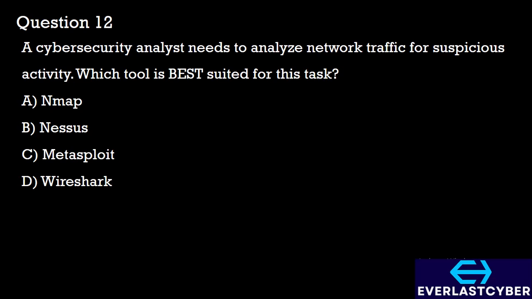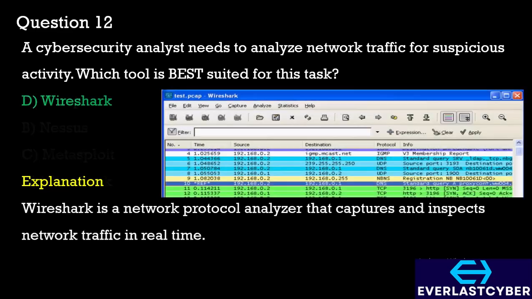So the best tool that will help this cybersecurity analyst to analyze network traffic for suspicious activity is option D, Wireshark. It is a network protocol analyzer that captures and inspects network traffic in real time, as we can see on the screenshots there. So it allows the analyst to monitor, analyze, and troubleshoot network communications, thereby helping to detect suspicious or malicious activity by examining packet level details. So our answer is option D, Wireshark.